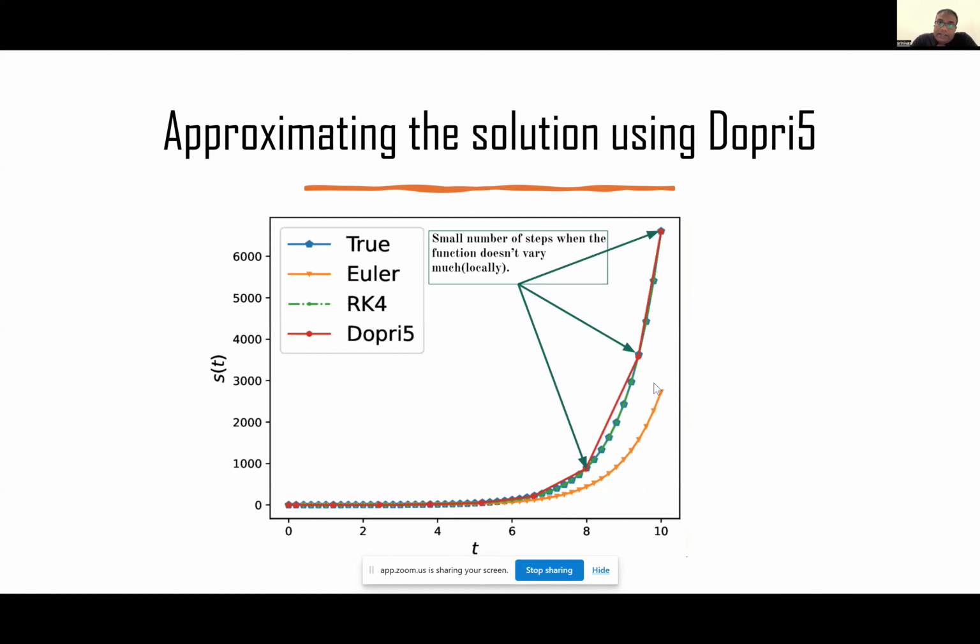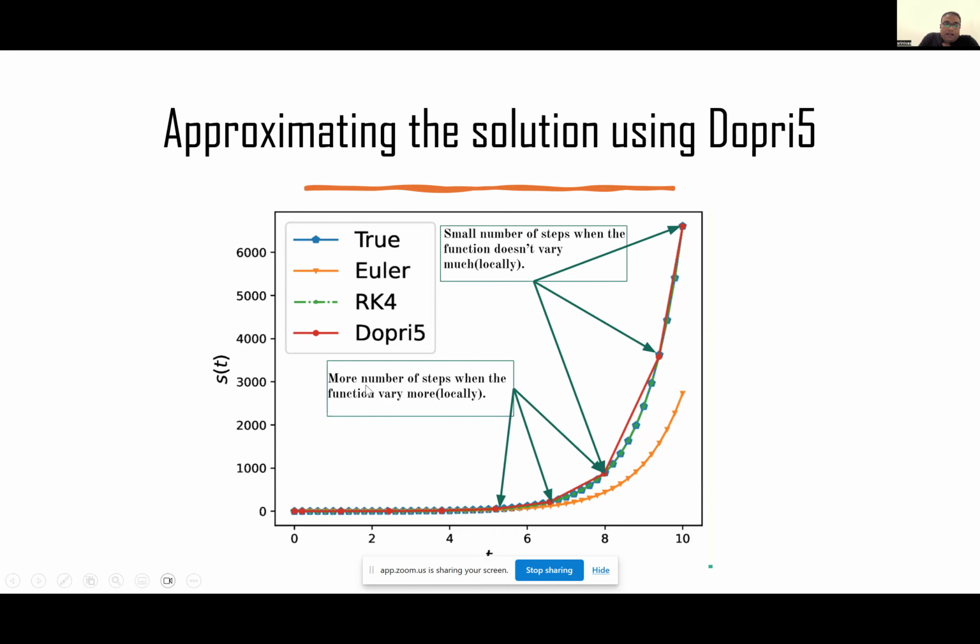As I said earlier, when there is not much curvature in the solution, there is no need for a smaller step size. A larger step size is fine. So here we can see that when the solution is kind of constant, the step size is larger, and when there is higher curvature, the step size is smaller. So it is adaptively adjusting its step size over time.